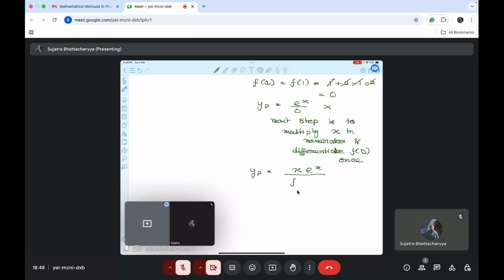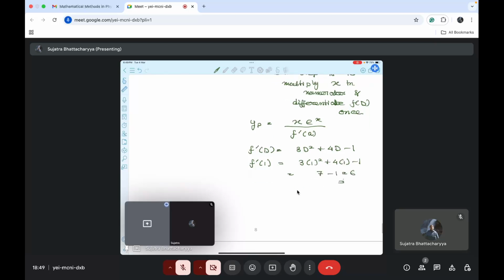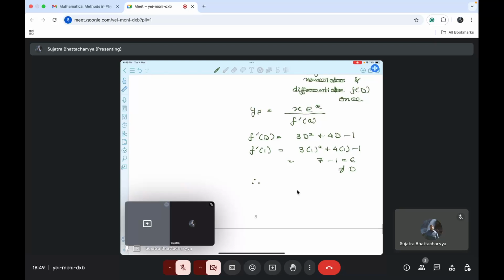It will be f dash of a. So what is f dash of d? Let's try it. So it will be 3d square plus 4d minus 1. Correct? Put f dash of 1 again because a is 1. So 3 times 1 square plus 4 into 1 minus 1. So it will be 3 plus 4, which is 7, minus 1, which is 6, which is not equal to 0. Therefore, finally, your y of p will be equal to x e to the power x divided by 6.